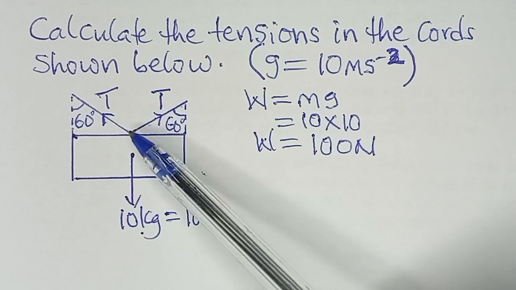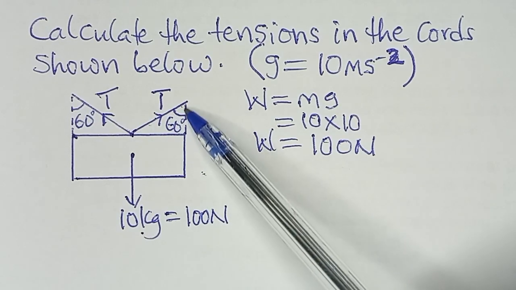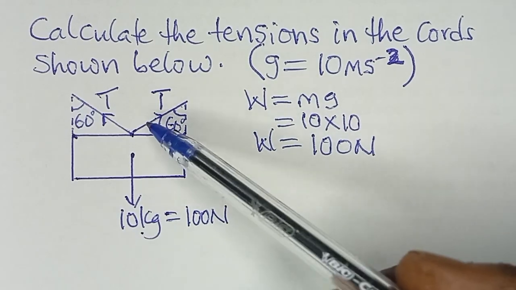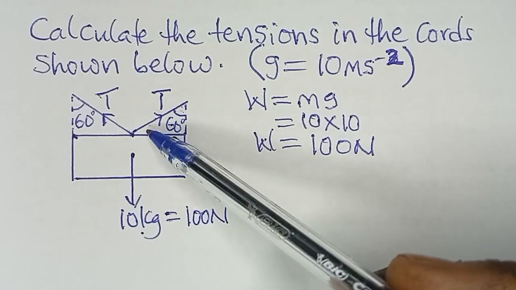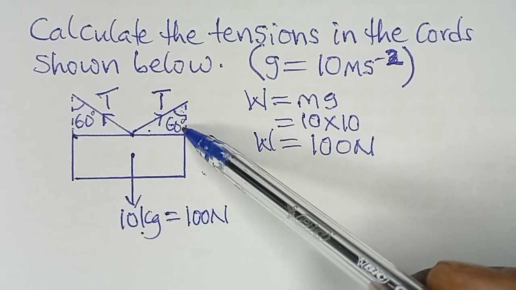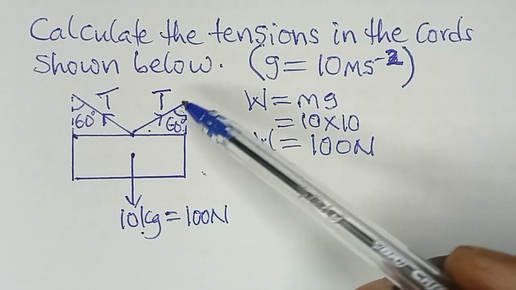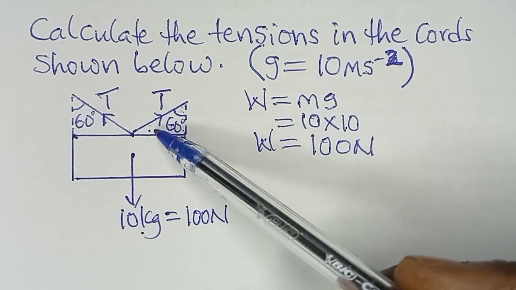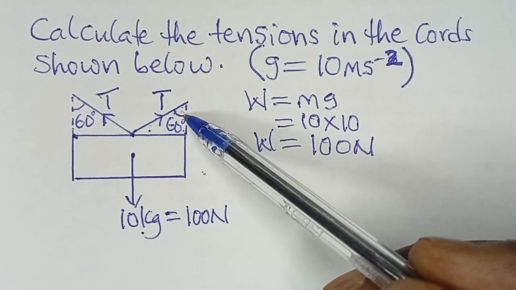So this tension here is acting at 60 degrees to the vertical, which can also be used as 30 degrees here, because the total of these two angles should be 90, because this is like a vertical line downward. So this point is 90 degrees, so these two should also be 90. So 30 plus 60 will give us 90. But I'd like us to use this angle as it is, 60 degrees.